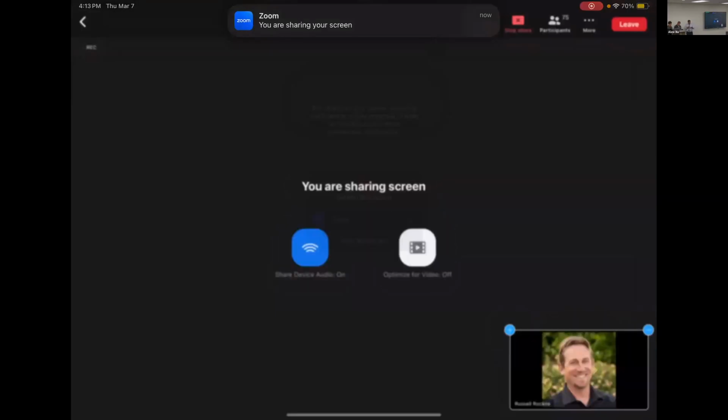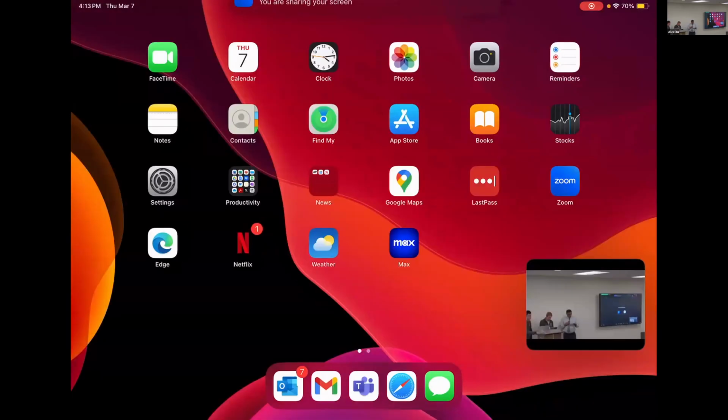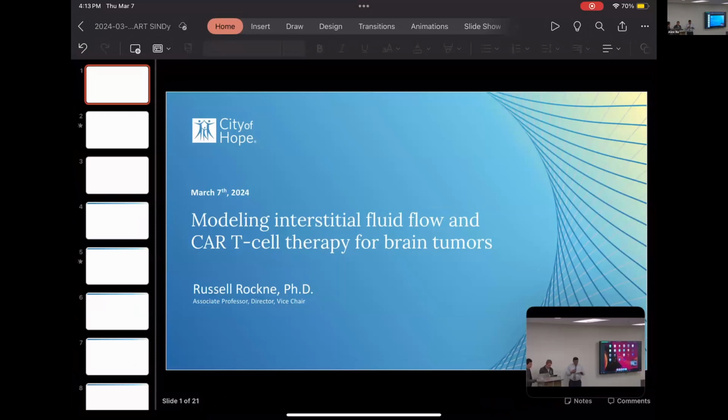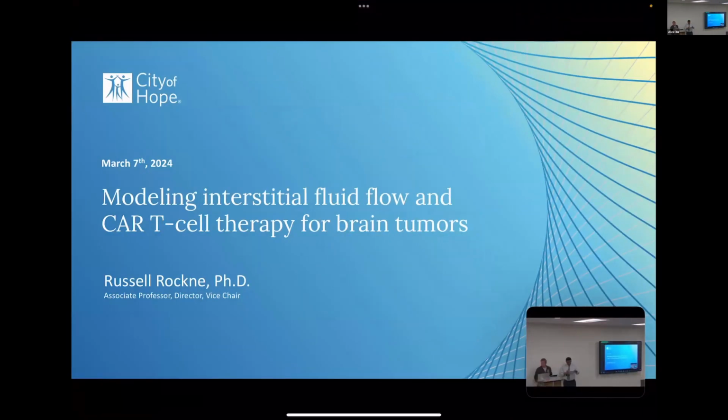Dr. Rockne received his doctorate in mathematical biology from the University of Washington and then conducted a postdoc in mathematical oncology at Northwestern University. He's also been a research associate in neurological surgery and a research scientist in pathology and applied mathematics. In 2014, Dr. Rockne received the Future of Mathematical Biology Award from the Society of Mathematical Biology. And today he's going to speak to us about modeling interstitial fluid flow and CAR T cell therapy for brain tumors. Dr. Rockne.